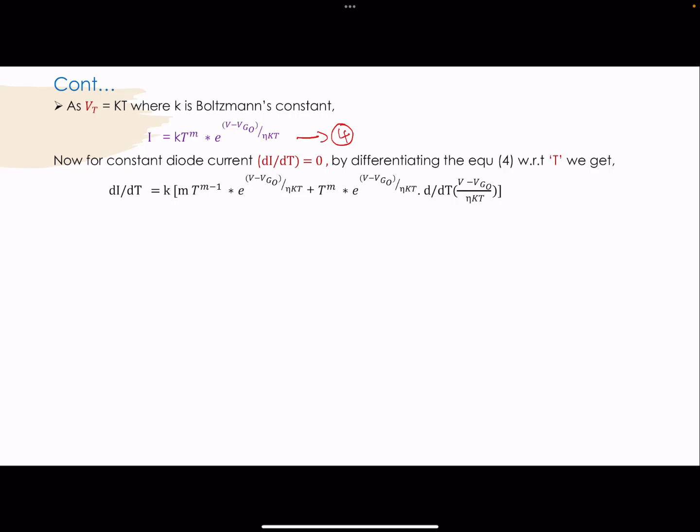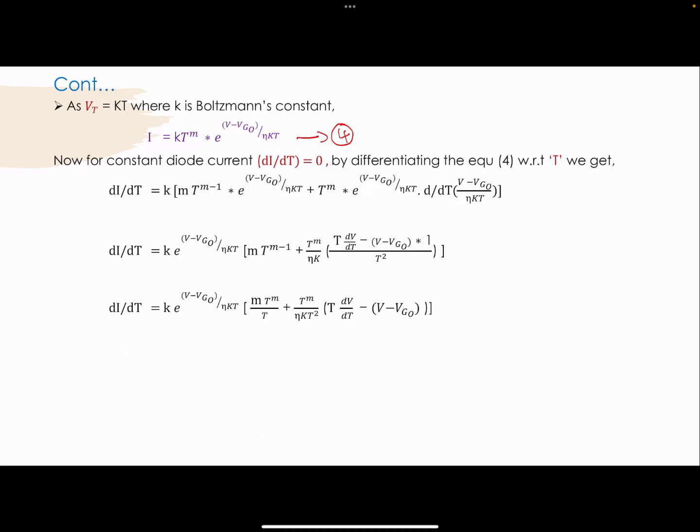into e to the power of V minus Vg0 by eta kT plus T to the power of m into e to the power of V minus Vg0 by eta kT into d by dT of V minus Vg0 by eta kT. Now by taking K into e to the power of V minus Vg0 by eta kT as common, we get dI by dT is equal to K into e to the power of V minus Vg0 by eta kT into m into T to the power of m minus 1 plus T to the power of m by eta k into T into dV by dT minus V minus Vg0 into 1 by T square.